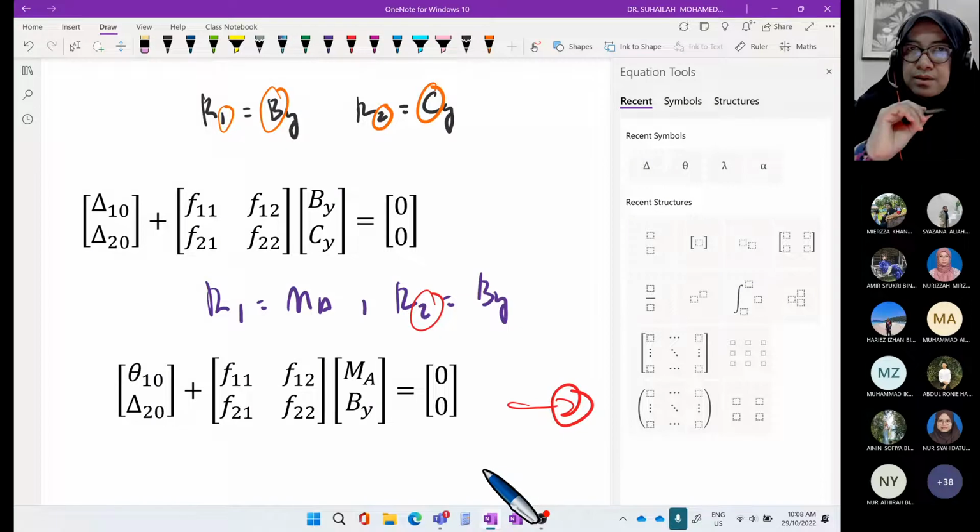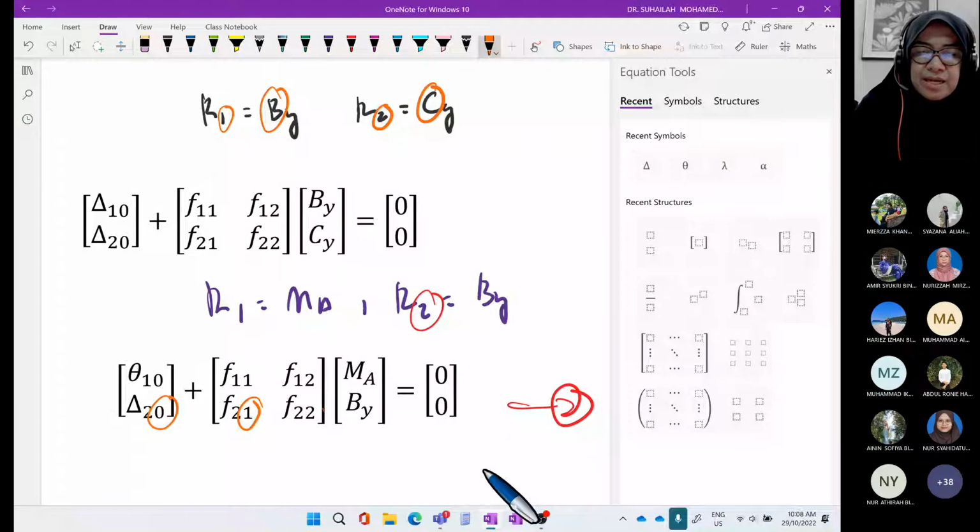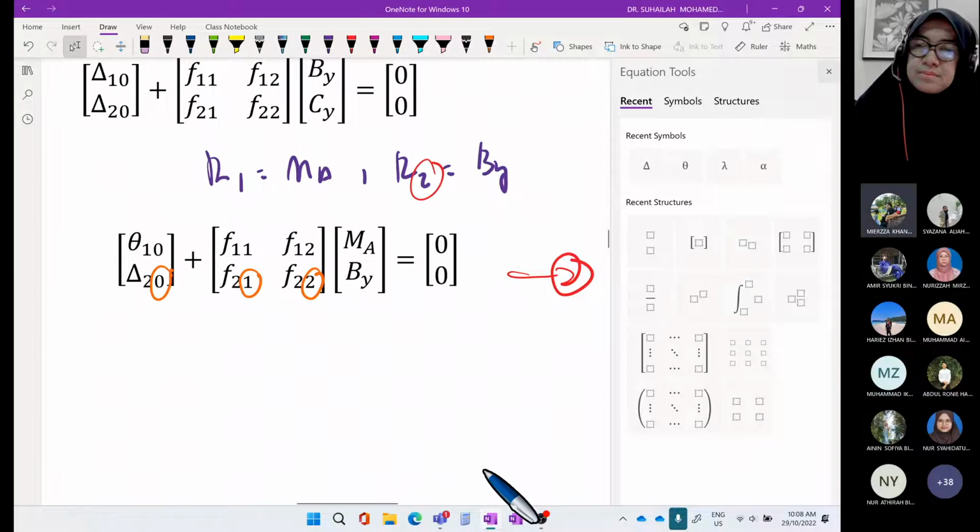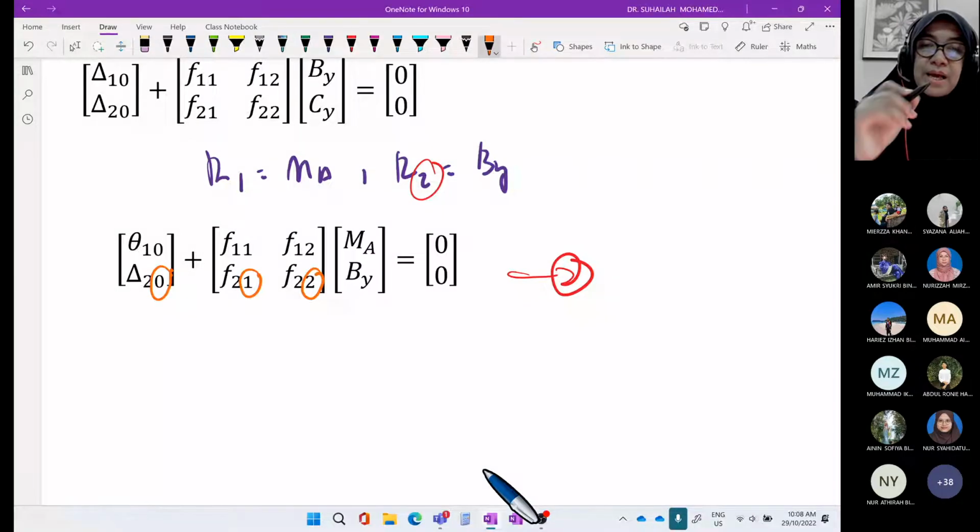Okay, again, the bottom one. Primary beam, redundant 1, redundant 2. So how many determinate systems will we analyze? Primary beam, redundant 1, redundant 2. How many determinate systems are we going to analyze? Three. Okay, 3.